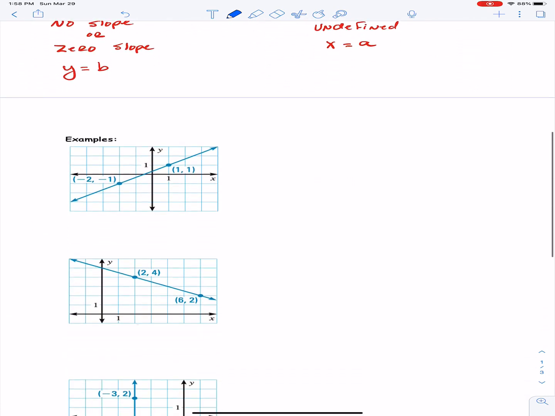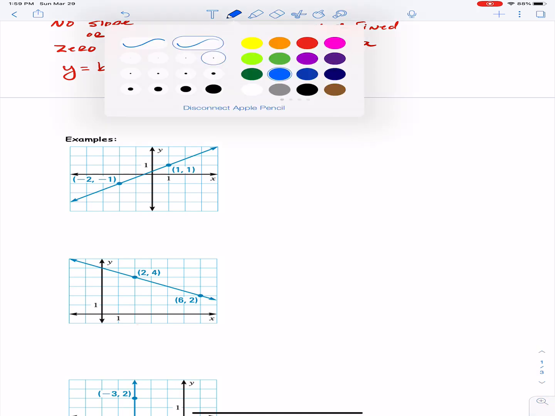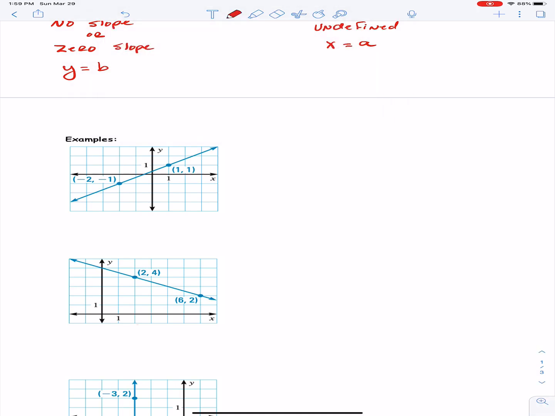So our very first example, we're going to look at this equation, and we're going to do it both ways. We're going to do it using the graph, and then we're going to use the equation itself. Okay, so let's do the easy way. So the very first thing we're going to do is find the rise, and we're going to find the run of this.